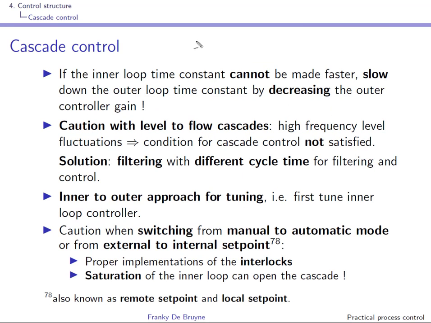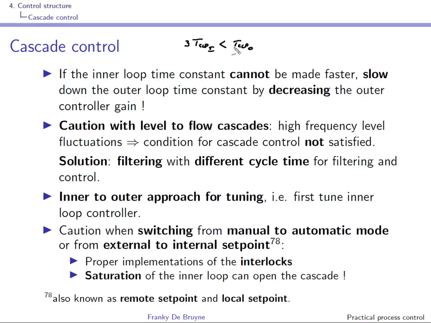Remember that for cascade control, the inner closed loop time constant must be such that 3 times this constant must be smaller than the outer closed loop time constant, right? Well, if the inner loop cannot be tuned so that this condition is satisfied, because maybe the inner MV is limited, what you'll have to do is slow down the outer loop, and this can be done by decreasing the outer controller gain.